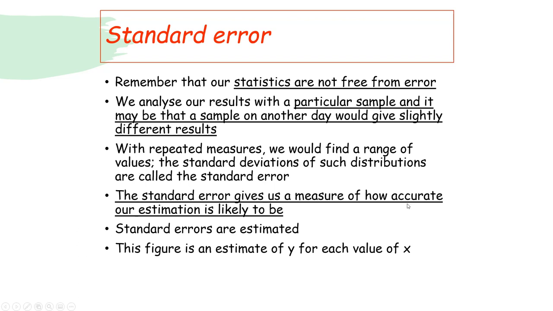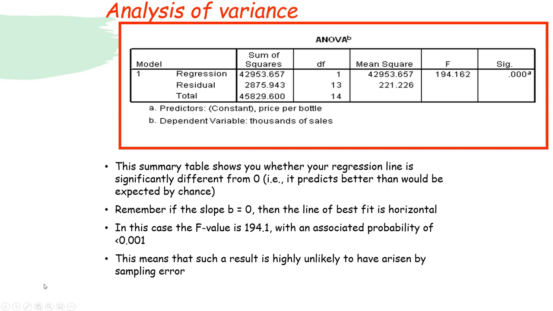Standard error, again I mentioned error. Remember, our statistics are not free from error. We analyze the results with a particular sample, and it may be that the sample on another day would give us slightly different results. With repeated measures, we would find a range of different values. The standard deviations of such distributions are called our standard errors. The standard error gives us a measure of how accurate our estimation is likely to be. Standard errors are estimated, and just be aware you have particular errors and standard errors in your analysis.